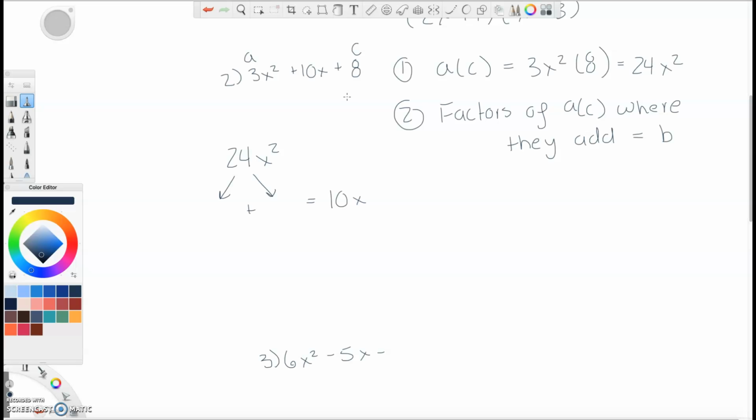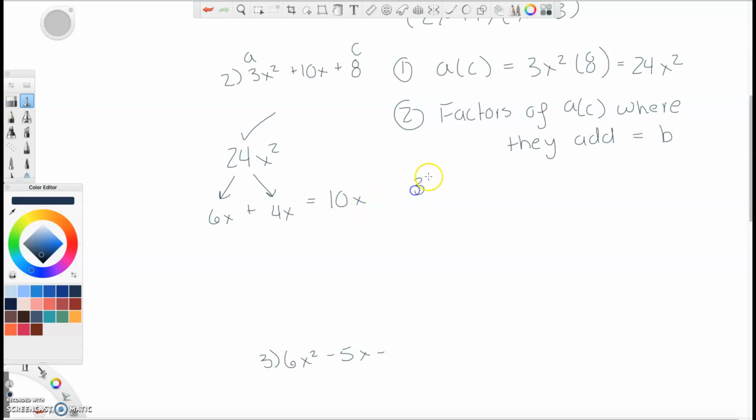I have a good feeling about the next one. 24 divided by 4 is what? You should get around a 6. So 6 times 4 is 24, and 6 plus 4 is 10. So we can break this into 6x and 4x, where 6 times 4 is 24, x times x is x squared. So we mark that off, and 6x plus 4x equals 10x. All right? So we've done that step.